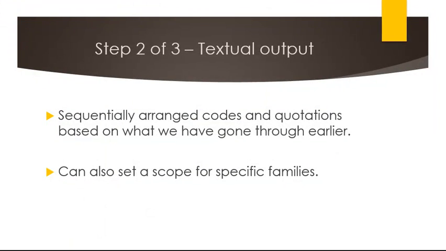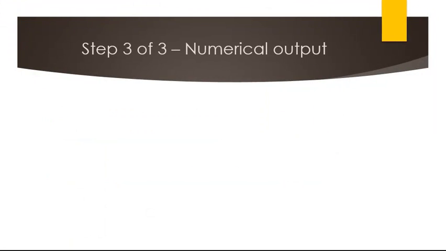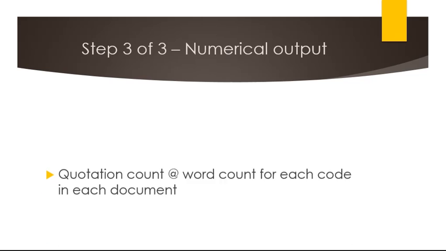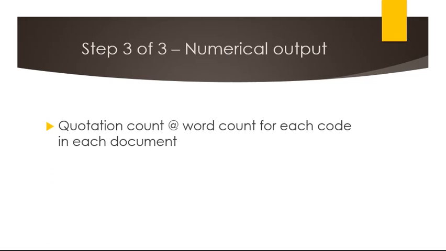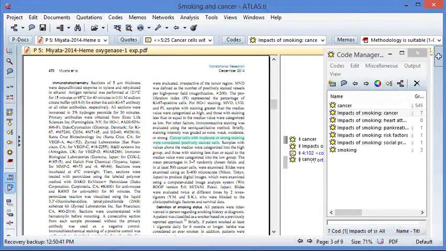Right, next, the third type of output is numerical output. Numerical output will actually tell us the quotation count or word count for each of the codes in each document, as simple as that. I want to know how many quotations there are for each particular code in each document, or how many words I have highlighted for each particular code in each document. So for that feature, I'm just going to demonstrate that in ATLAS.ti.